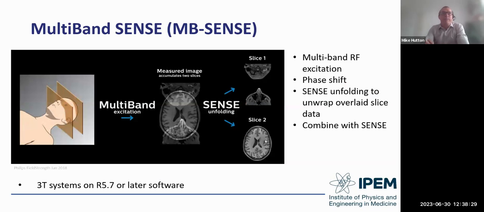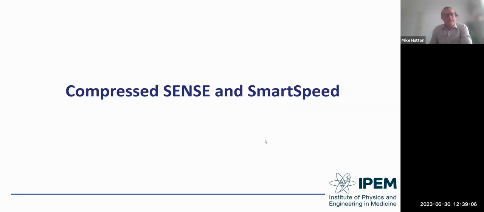So the implementation from Philips is multiband sense, or MB sense. So again, use a multiband RF excitation. Philips use a phase shift and then sense unfolding to unwrap the overlaid slice data. So the phase shift is there to improve the unwrapping performance when the coil sensitivity profile of the 2 or more slices is very similar. MB sense can be combined with conventional sense, so you can have slice acceleration and in-plane acceleration as well. It's only available in 3T systems though on R5.7 or later, so if you're on 1.5T, you won't have multiband sense from Philips. Next up is compressed sense and the SmartSpeed compressed sense options.